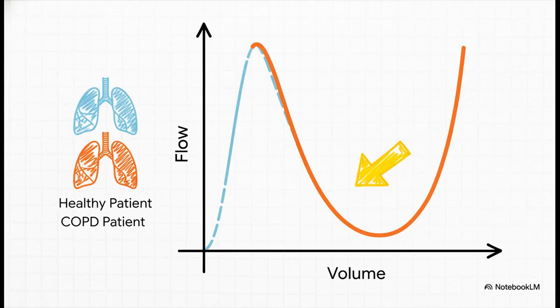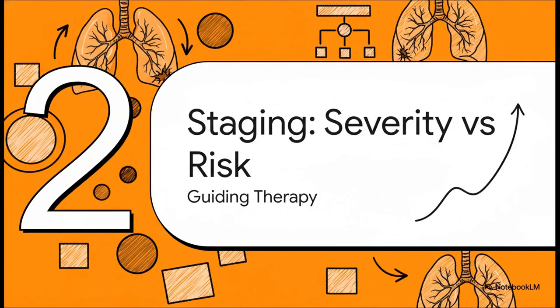So what does this actually look like? It's pretty cool. On a flow volume loop, a healthy person blowing out air makes a nice, straight, downward slope. But in COPD, those small airways start to collapse when they try to force air out, which traps air and slows down the flow. This creates this classic scooped-out, kind of concave shape. When you see that scooped-out curve, your brain should immediately scream obstruction. So we've confirmed the diagnosis with spirometry. Awesome.